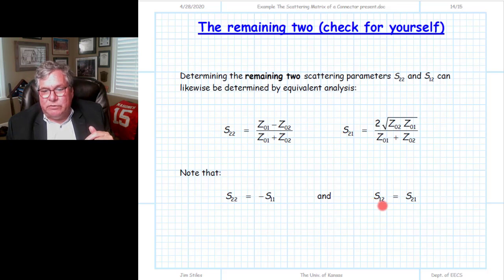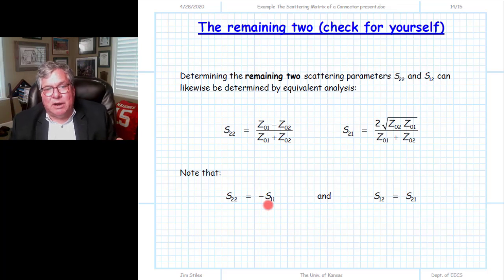Now, it turns out S12 and S21 are equal to each other, but again, this is not due to symmetry of the structure, this is due to reciprocity. S22 is not equal to S11. S22 is equal to minus S11. They're 180 degrees out of phase with each other, since they're complex numbers. But they're not equal to each other.